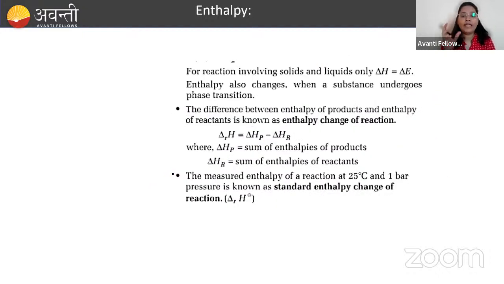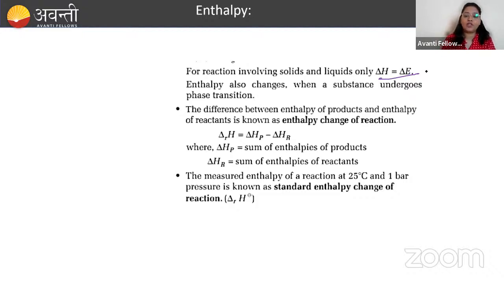Next, for any given reaction, if there are only solids and liquids, then delta H is equal to delta U. Enthalpy also changes when a substance undergoes a phase transition, that is, from solid to liquid or liquid to gas. When such a phase transition takes place, delta H changes. The difference between the enthalpy of products and the enthalpy of reactants is known as the enthalpy change of reaction.